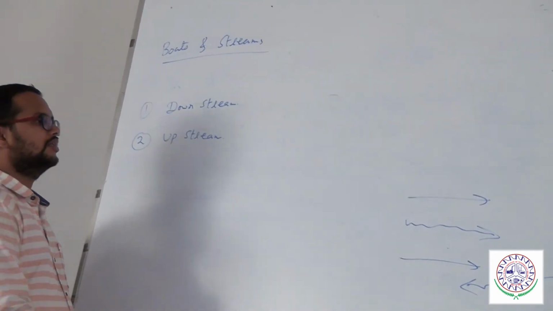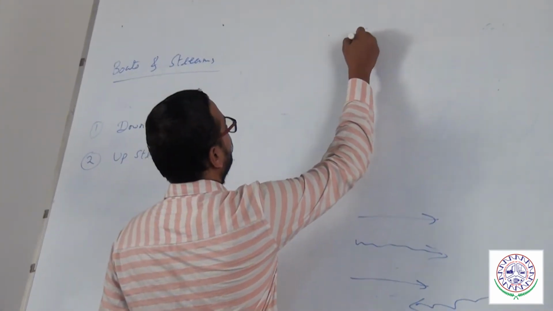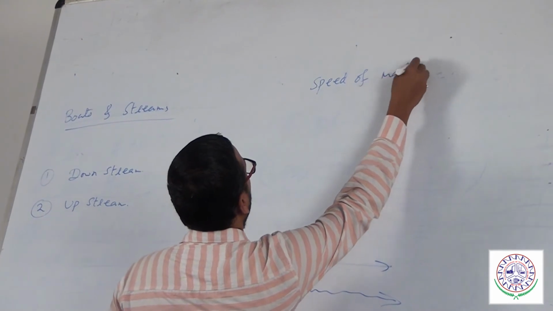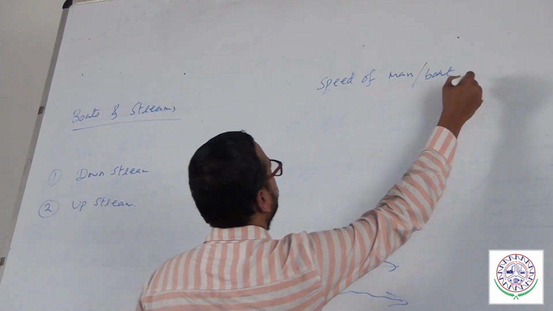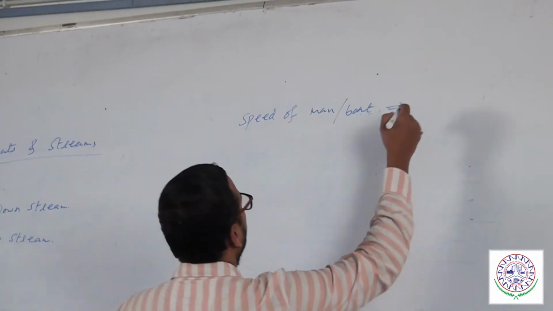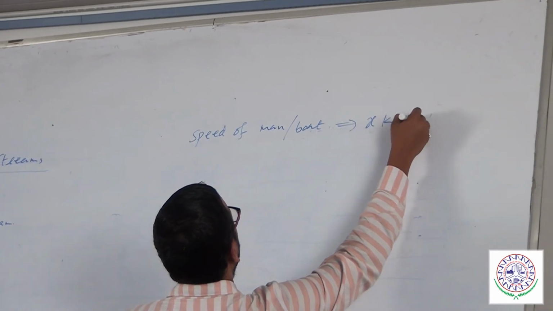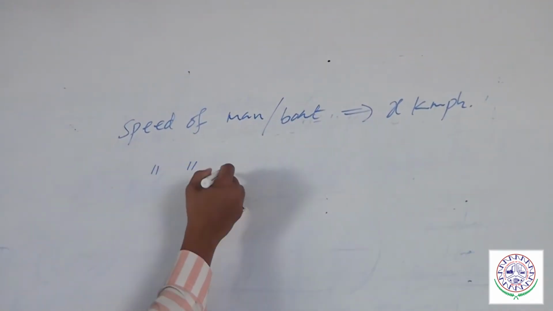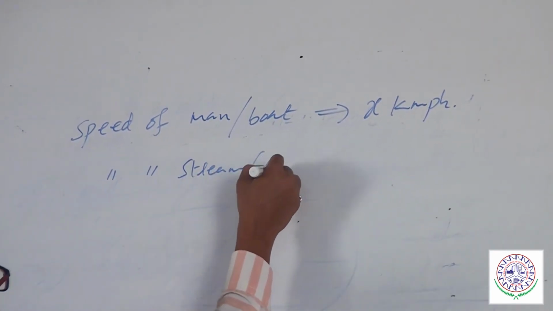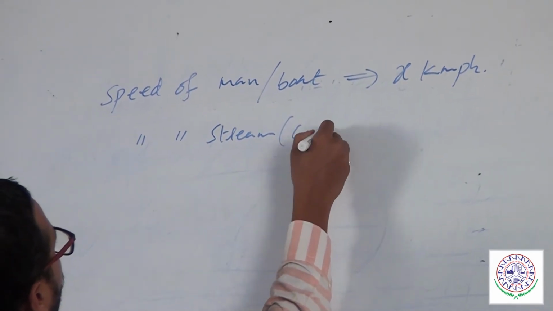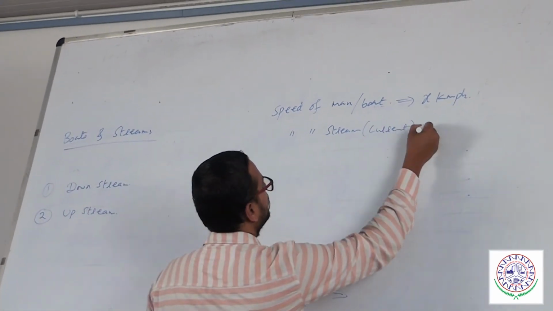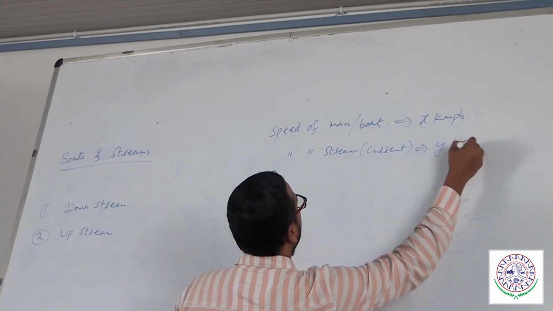So let's consider the speed of a man or a boat, that is, the man swimming, as x kilometers per hour. Similarly, the speed of the stream, or we also call it the current, that is the water flowing, is y kilometers per hour.